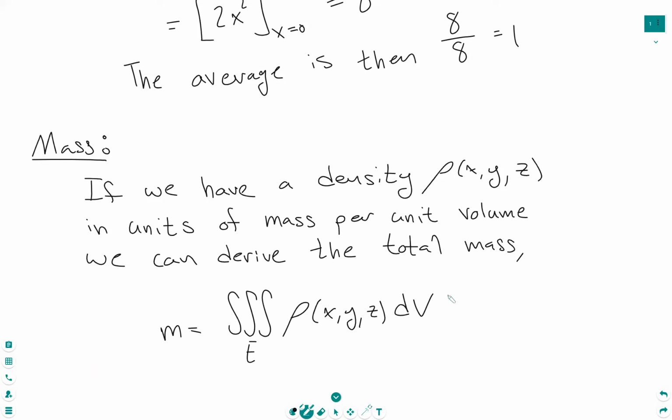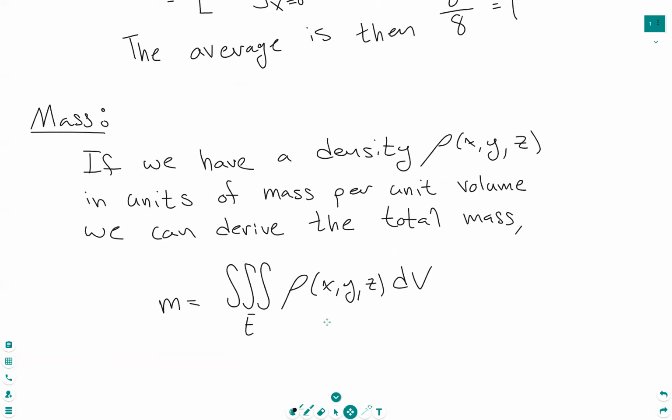Very similar to before, where we had the mass of a really thin plate, where you could break it up into the mass of each of these small rectangles and then add those all up. The same thing goes here, except now we're talking about volumes of really small cubes that you end up summing over. So the mass is the triple integral over E of the density function, and this will give us ultimately the total mass of this object.